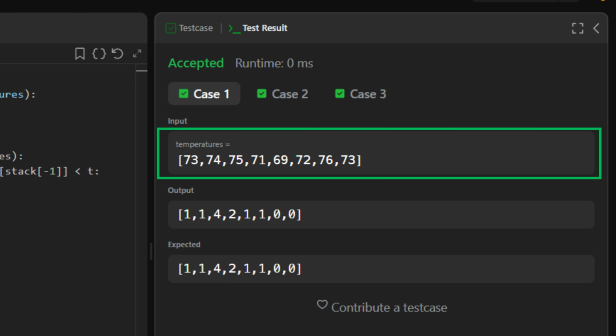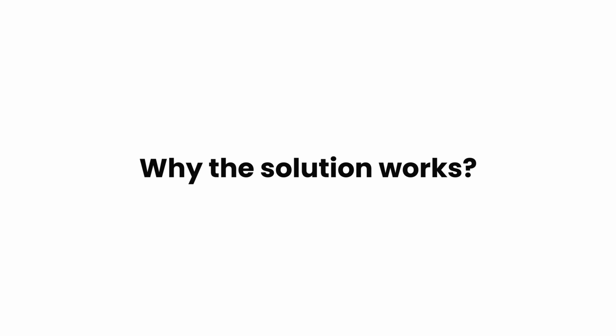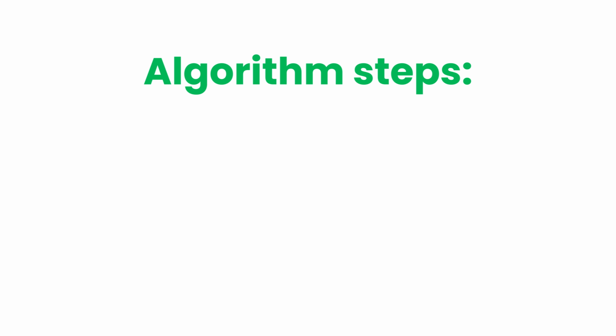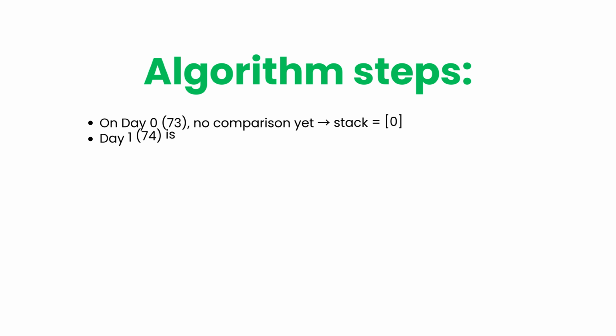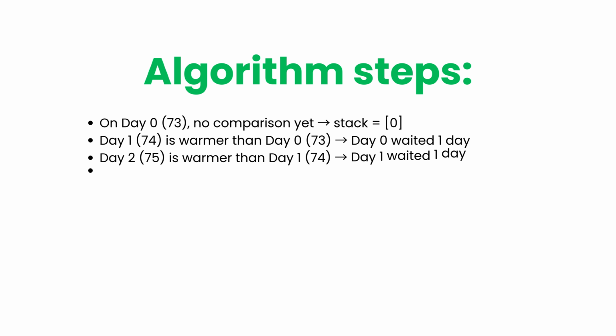For example, day 0 is 73. Day 1 is 74. Day 2 is 75. And so on. Some days will have a warmer day ahead, and some will not. That is exactly what the algorithm resolves using a monotonic stack. Here is why the solution works. Our stack-based algorithm walks through the temperatures and keeps track of days that have not yet found a warmer day.